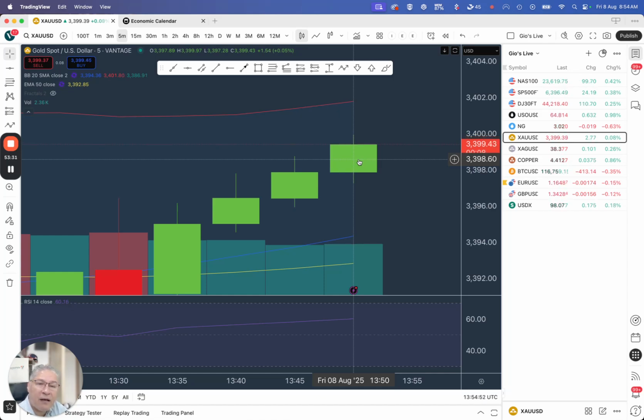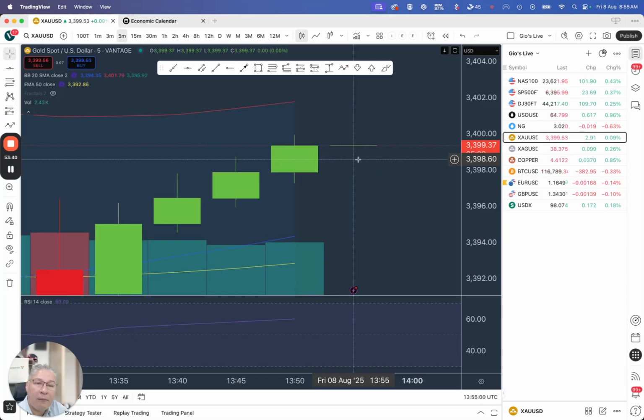10, 9, 8, 7, 6, 5, 4, 3, 2, 1, and boom. All right, so this candle had a high of 3399.97. Most likely in this scenario, are we going to fluctuate above that?